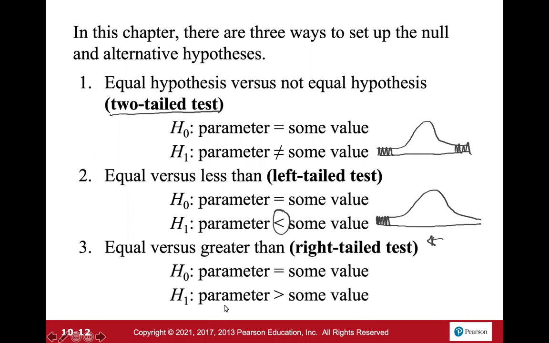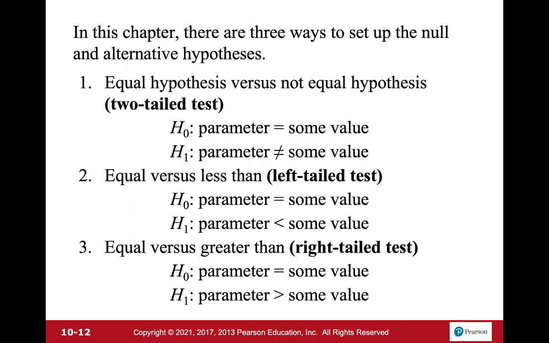Versus this one, where our alternative hypothesis is pointing in the opposite direction, in the right direction. So we're going to have a right tail test with this one. Those are our three different assumptions: a two-tail test, a left tail test, and a right tail test. But we base it all off of the way that we set up the null and alternative hypotheses, H naught and H1.